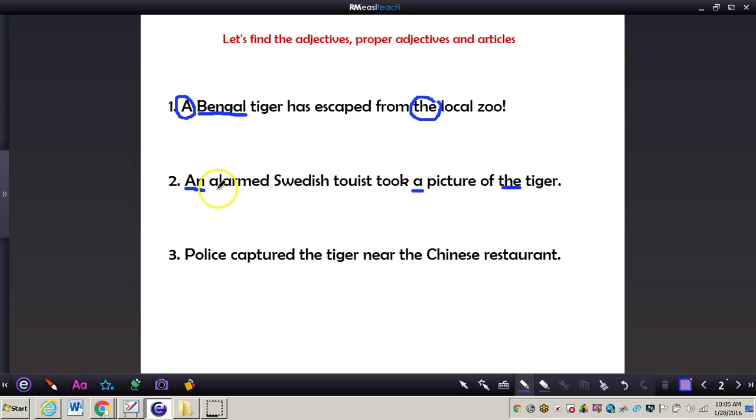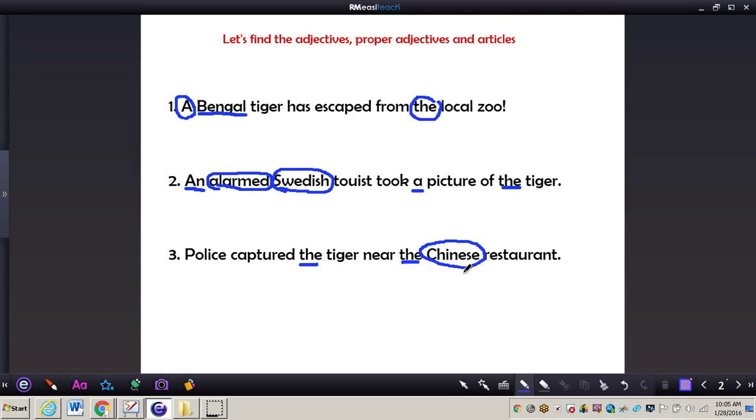And some regular adjectives here. We can see alarmed. And then as far as a proper adjective, we can see Swedish tourist. Okay, it is a proper adjective. It begins with a capital letter there, modifying tourist. Next one, police captured the tiger near the Chinese restaurant. So we can see some articles, the, and the proper adjective we see is Chinese.